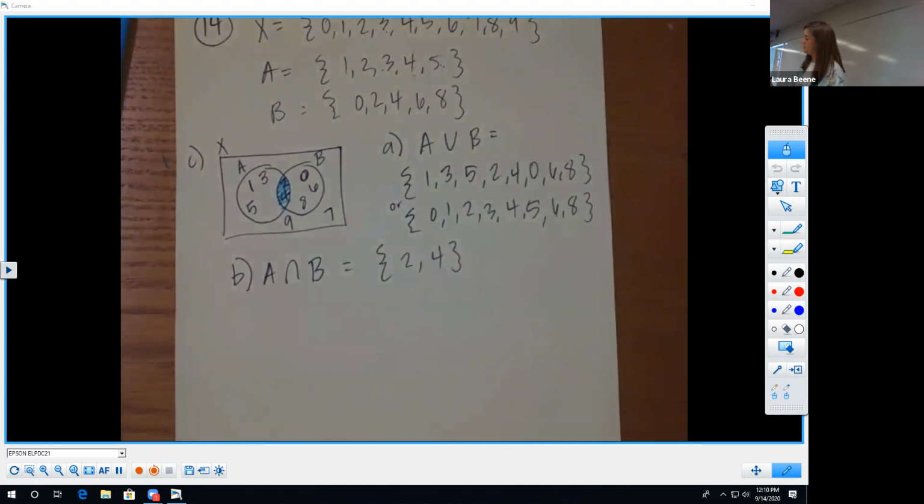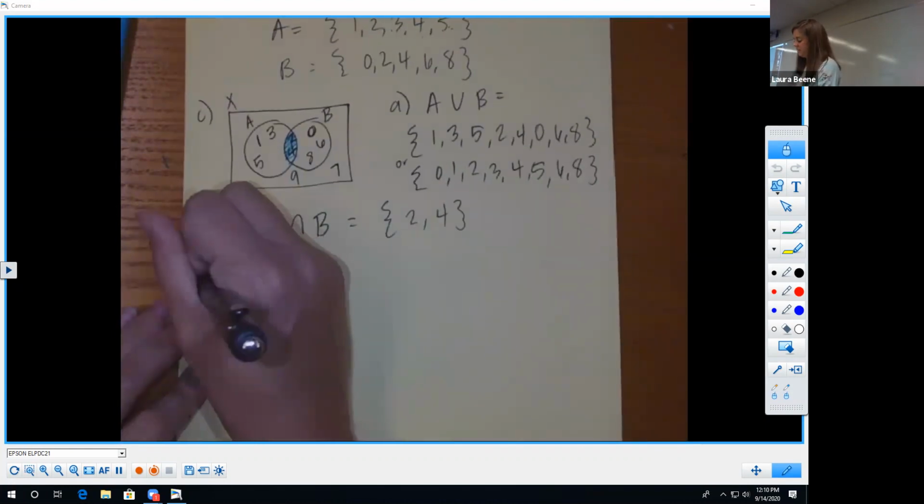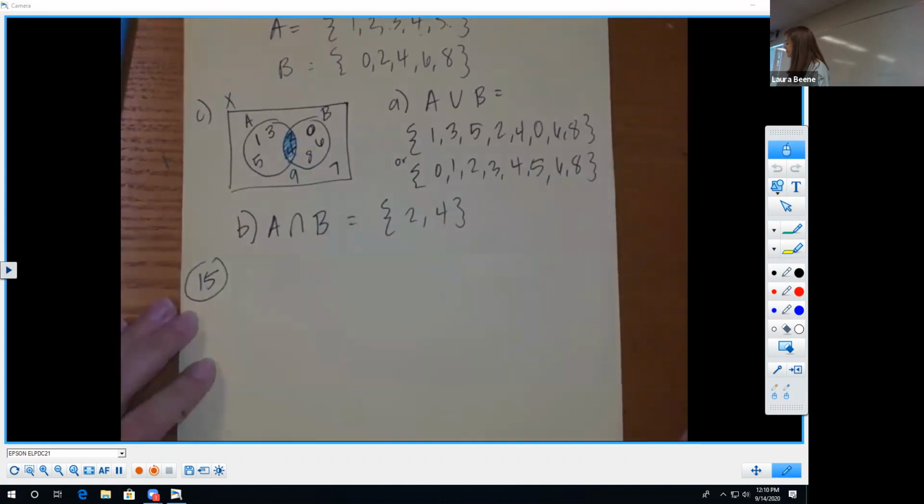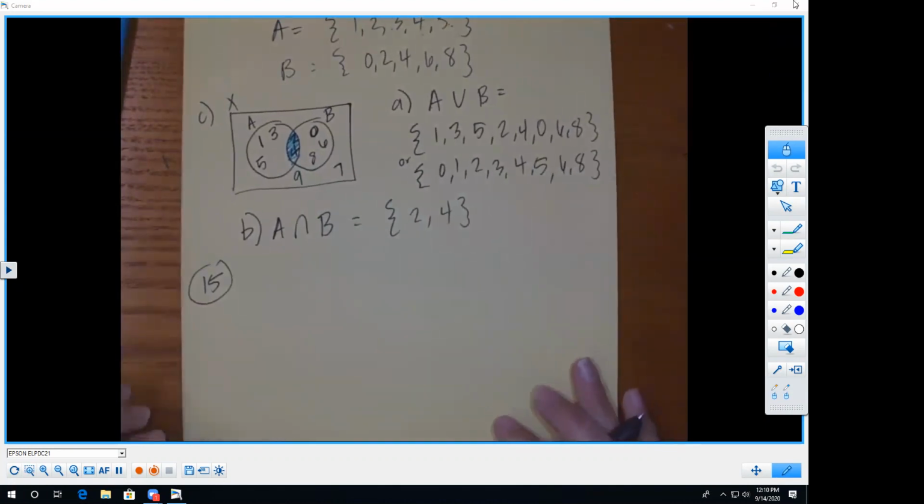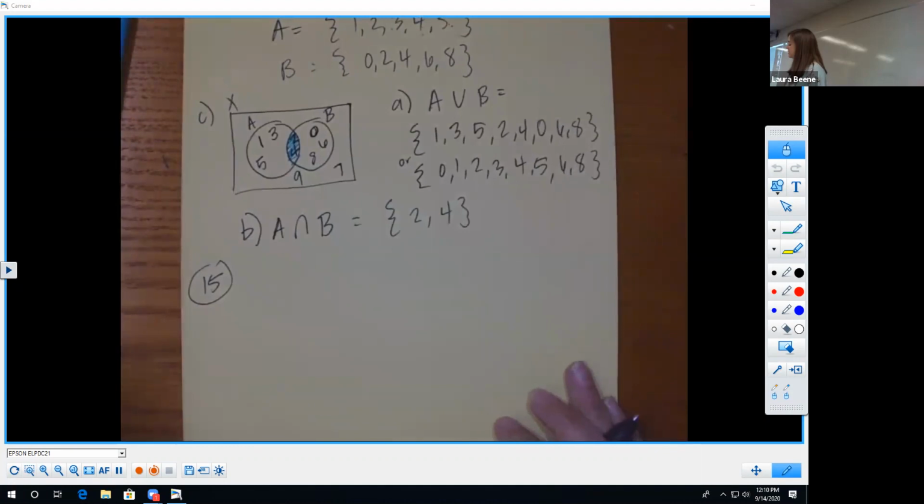Do you also want to do 15, the word problem? Yes. Okay, we're going to do 15. Okay, so it says 26 students are in a math class. 15 of them went to the tutoring center for help. 7 got help from the teacher. Some did both, and 9 of them did nothing.